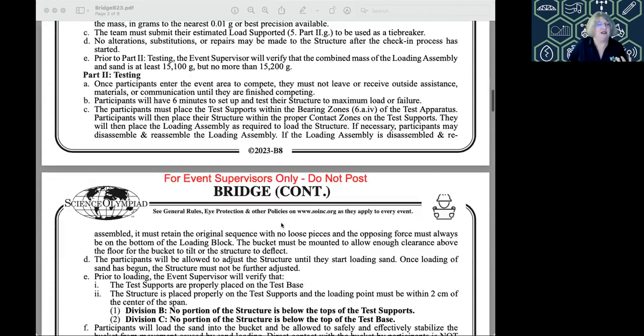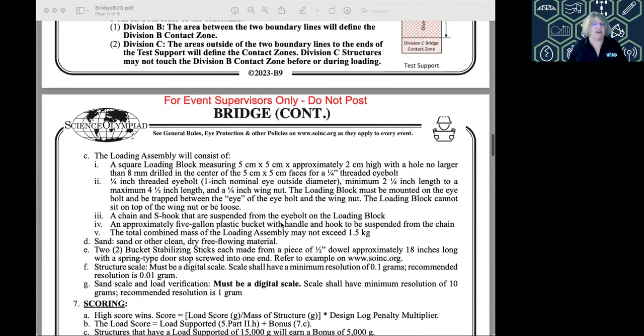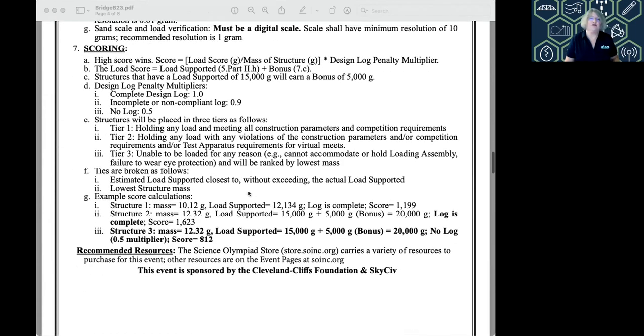Let's talk about tiers for a second. So some events have tiers. Bridge is one of these.